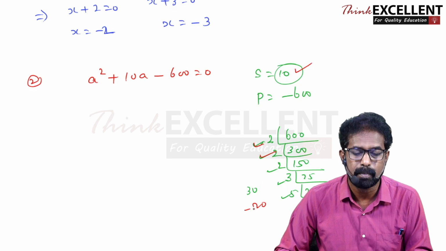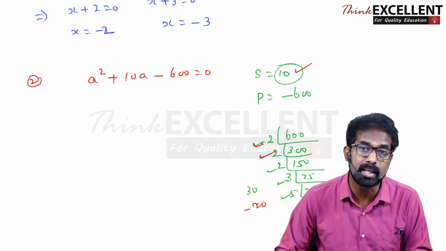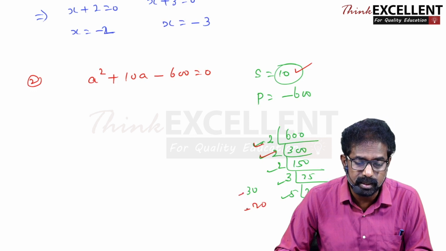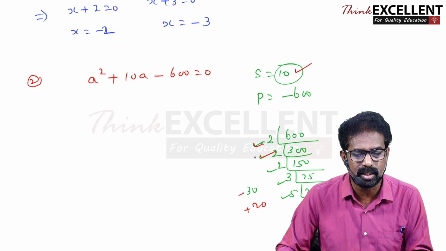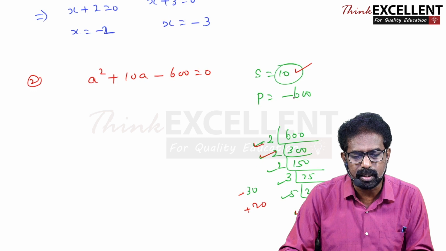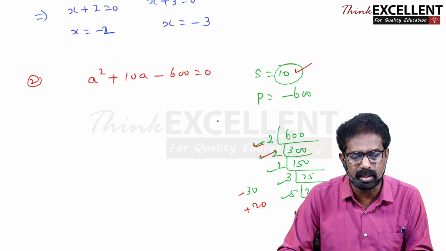So take 30 and minus 20. Suppose the sum is minus 10, it means minus 30 plus 20. Like that you should change. Okay. So here sum is 10, product is minus 600. The numbers are 30 and minus 20.